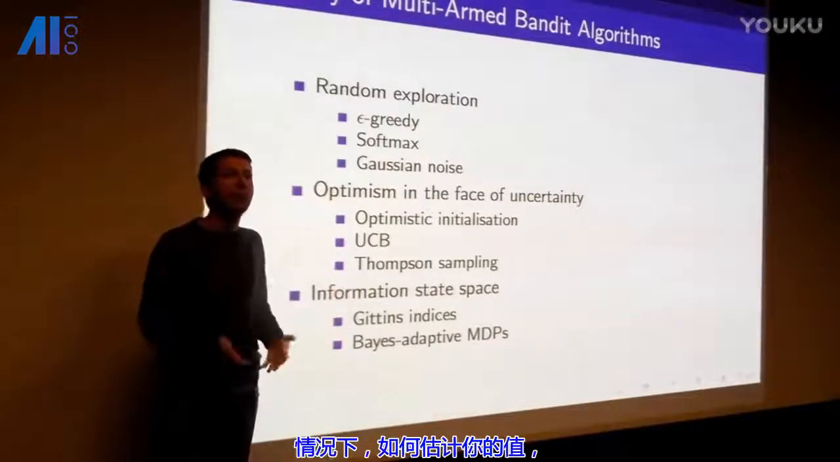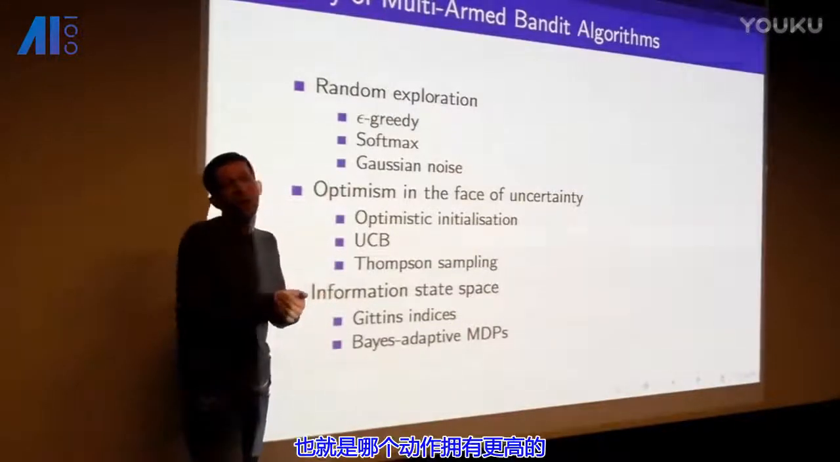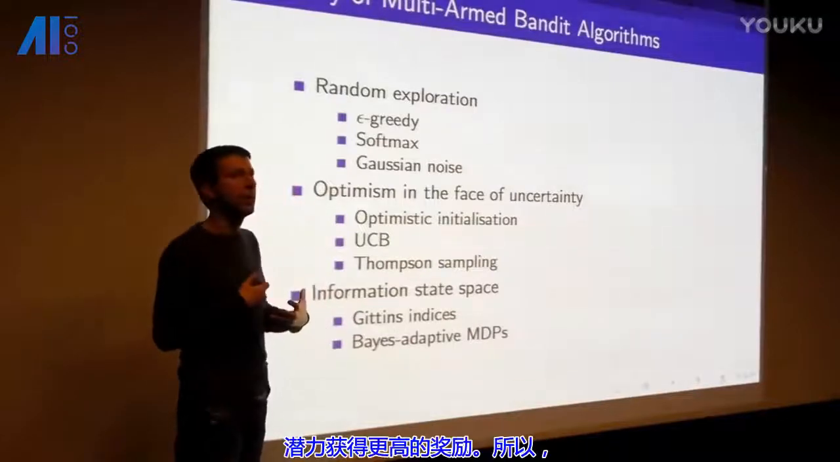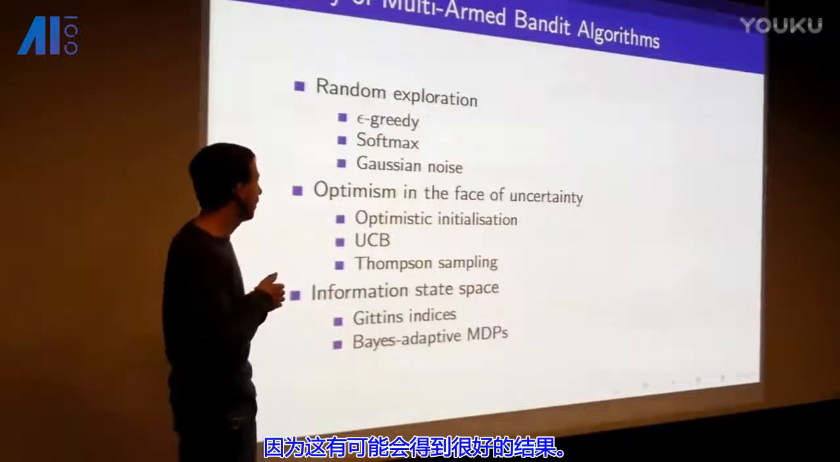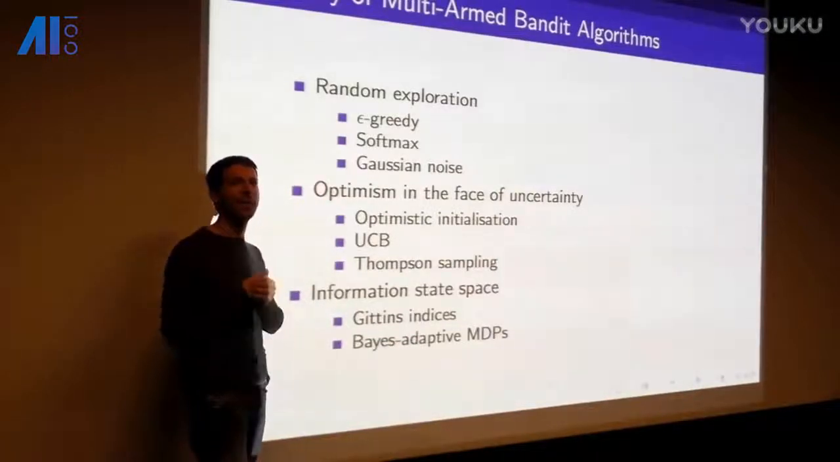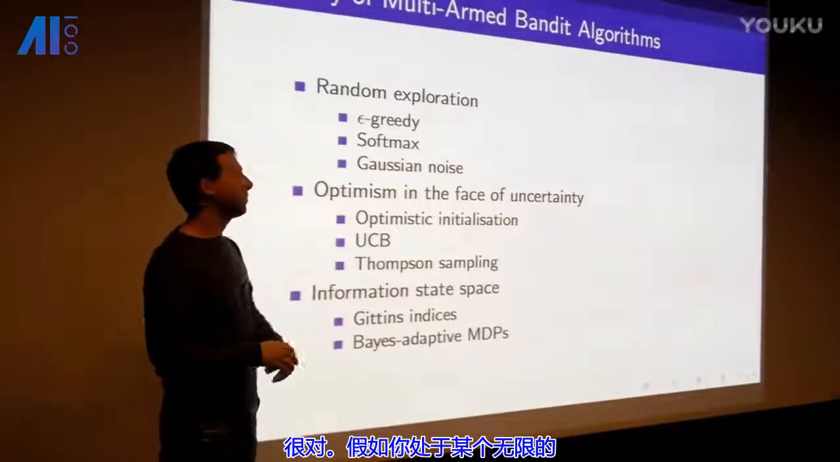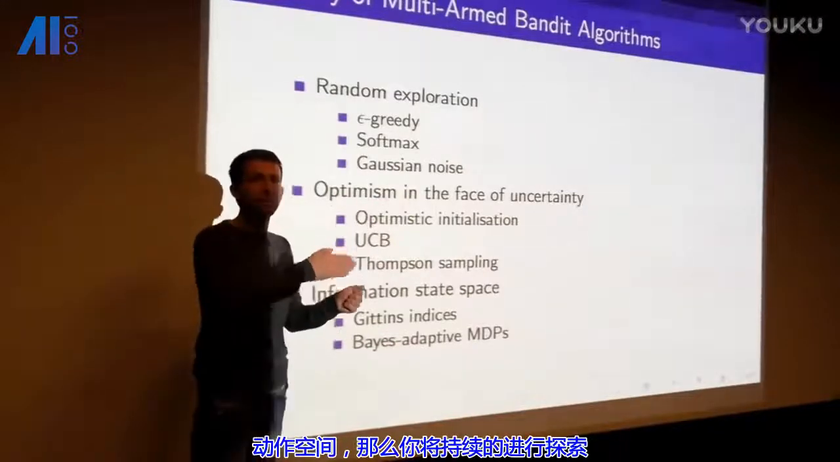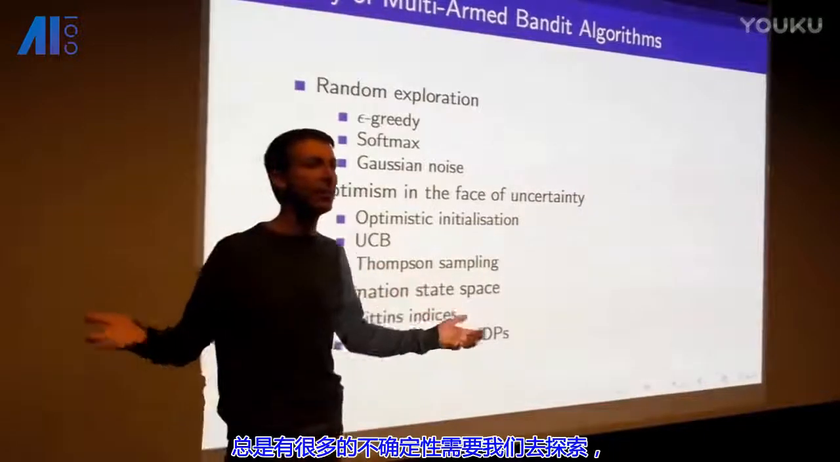You estimate how much you know or don't know about your value and use that to guide you towards things that have the most potential to be good. So whenever you're not sure about something, try it more because it might turn out to be a good idea. Can anyone think of a problem with that approach, by the way? What's a problem with the optimism in the face of uncertainty idea? If there's a lot of possible options, then you might end up spending a lot of time doing suboptimal things. Right. If you're in some infinite action space, you just keep exploring and exploring, and you never end up exploiting because there's always more uncertainty to explore.